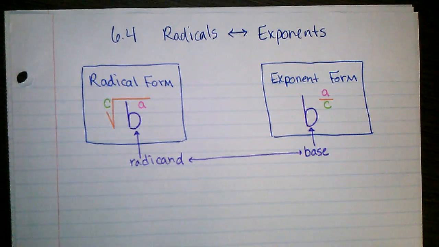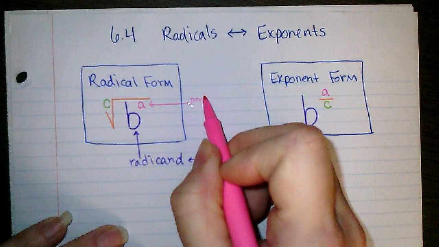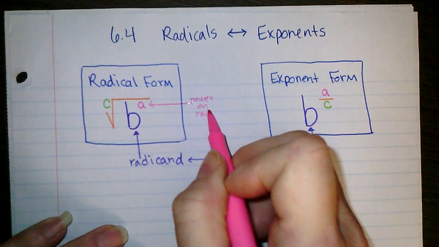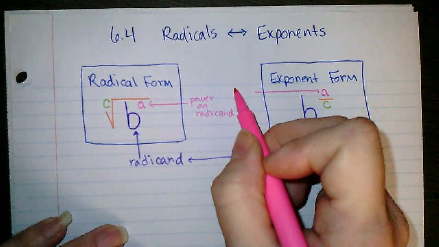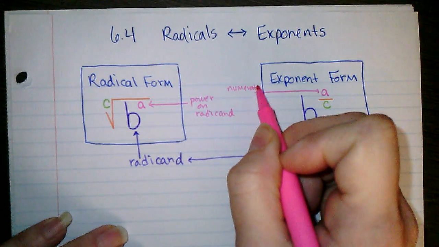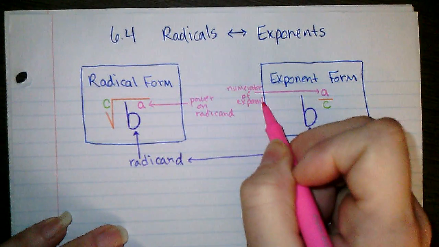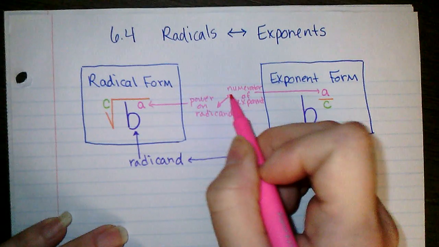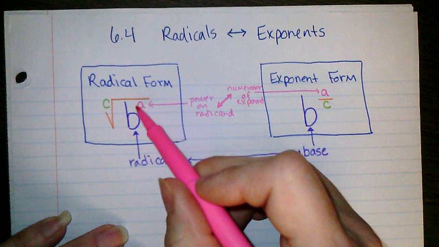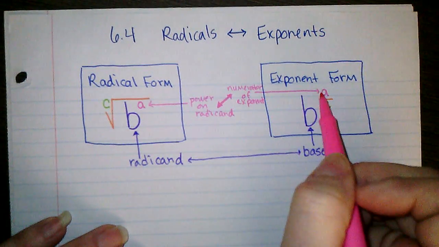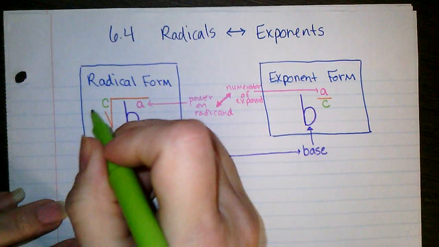Sometimes the radicand has a power right here. That is the power on the radicand. And notice that it is the same color as this right here, which is the numerator of the exponent. So these two things are equivalent. So to change from radical form to exponent form, the power that's on the radicand becomes the numerator of the exponent in exponent form. And then we have this letter C here.